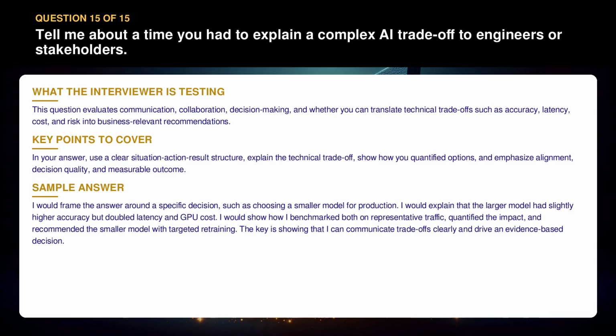I would frame the answer around a specific decision, such as choosing a smaller model for production. I would explain that the larger model had slightly higher accuracy, but doubled latency and GPU cost. I would show how I benchmarked both on representative traffic, quantified the impact, and recommended the smaller model with targeted retraining. The key is showing that I can communicate trade-offs clearly and drive an evidence-based decision.